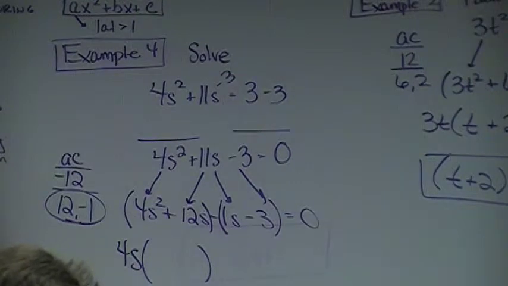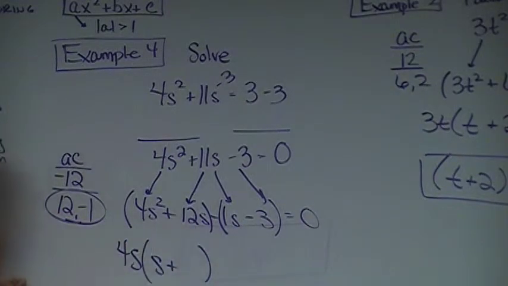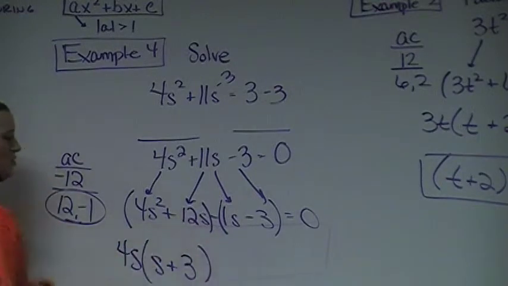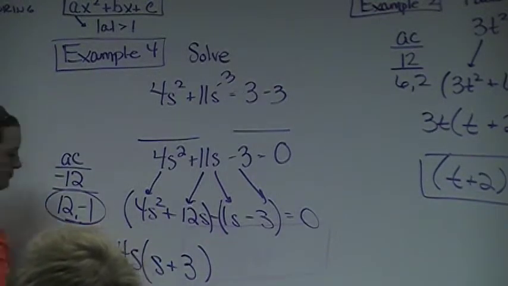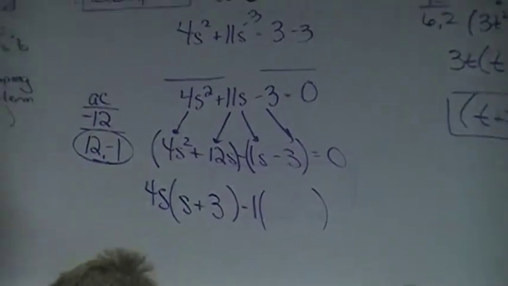Awesome. Okay. All right, so 4s times what is 4s squared? Maddie, what's 4s times what is 4s squared? Good, s. Plus 4s times what is 12s? 3. Perfect. All right, if we have a minus here, what can we pull out? Minus 1. Boy, we've had a lot of the minus 1s today.